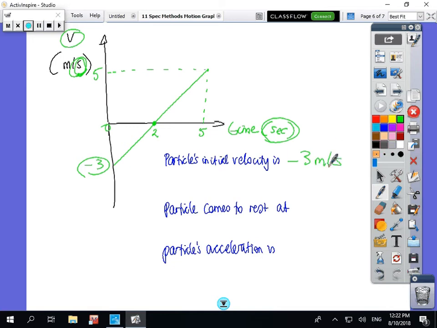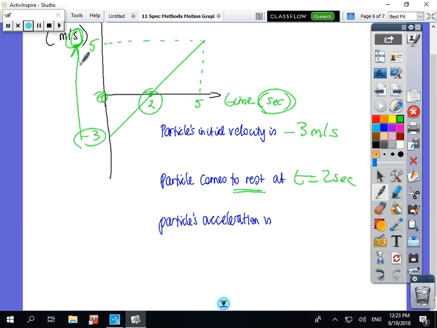Okay. When the velocity is 0, the particle comes to rest. So the particle is at rest at t equals 2 seconds. And the last question I'm going to ask is, what's the particle's acceleration? Well, acceleration is the change in velocity. So the particle's velocity has increased by 8. It's gone from minus 3 up to 5, and the time frame is 5 seconds. So the particle's acceleration is 1.6 meters per second squared.